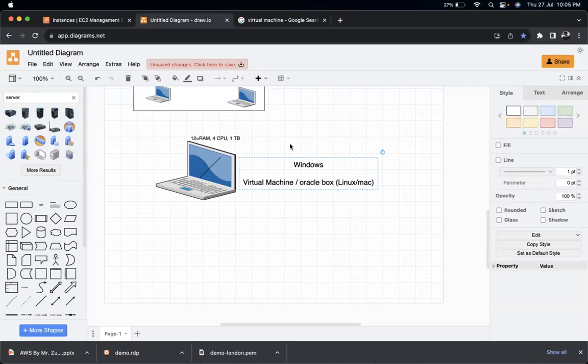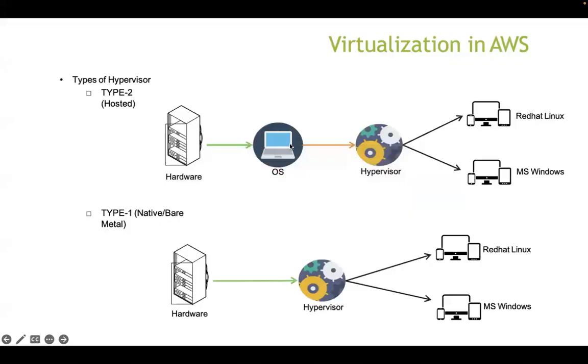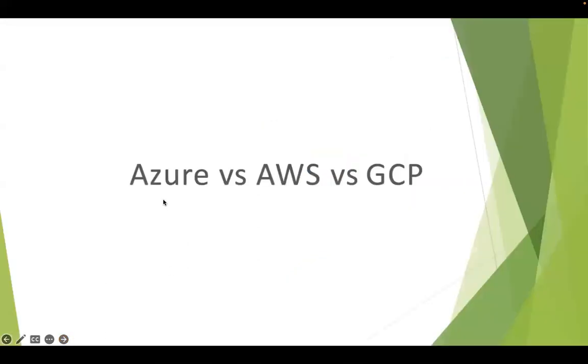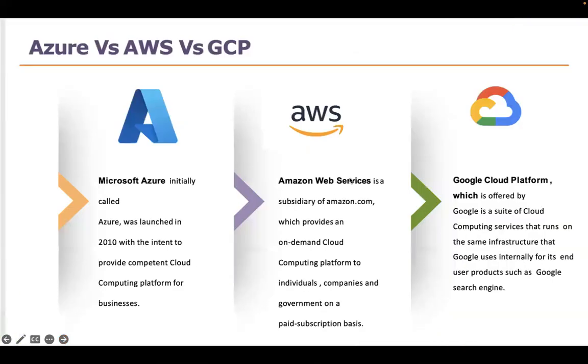Yes. So that is the method. Now, only a few things remain. Now, what is the difference between Azure, AWS, and GCP? A little bit of difference is available.